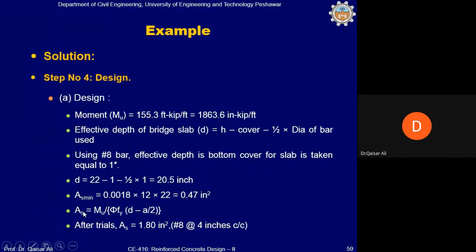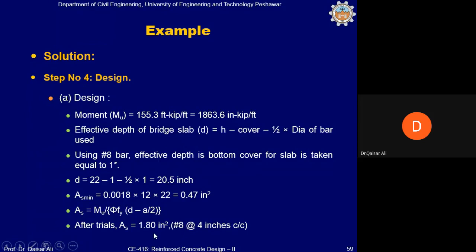And if we use this hit and trial equation, a is equal to Mu divided by 0.9 fy d minus a by 2, with the small a, in the beginning we assume 4 inch or 5 inch. Then we can calculate As for this Mu, 1863.6 kip-inch per foot. Phi is 0.9. So after 1 or 2 trials, you will get some reinforcement As as you have done in the case of building beam design. Finally, we get an area of steel equal to 1.8 square inch.